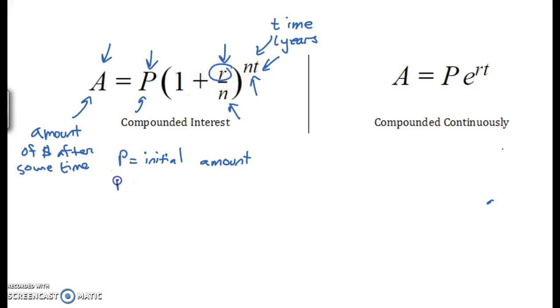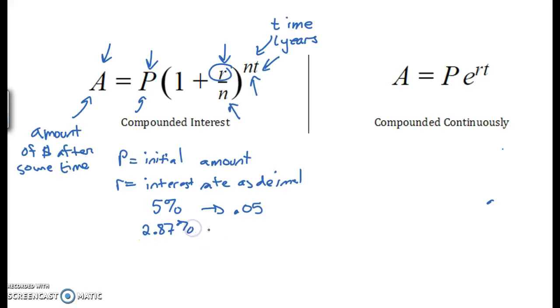R is going to be our interest rate as a decimal, meaning if they tell you, for example, that it's 5%, you want to write that as a decimal, 0.05. Maybe it's 2.87%. Then as a decimal, that's 0.0287.